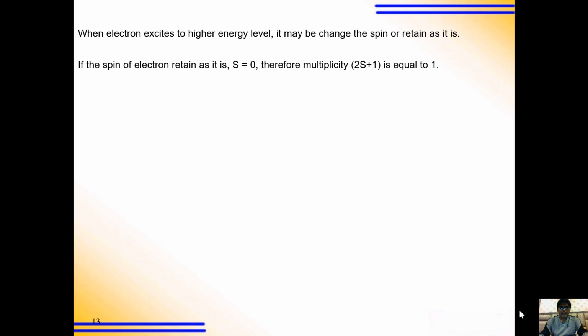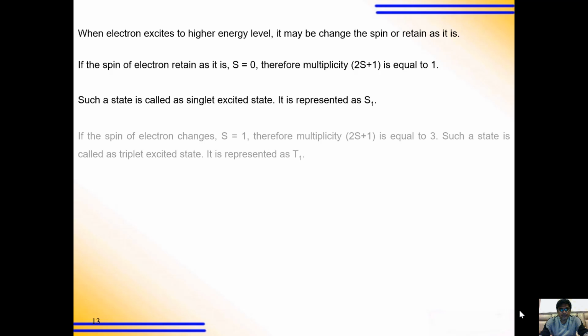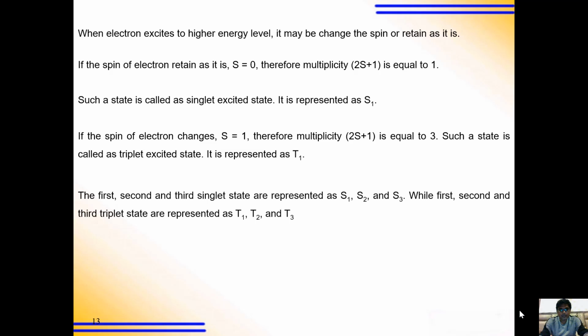When an electron is excited to a higher energy level, if the spin of the electron is retained as it is, S is equal to 0, therefore the multiplicity 2S plus 1 is equal to 1. Such a state is called the singlet excited state, represented as S1. If the spin of the electron changes, S is equal to 1, therefore the multiplicity 2S plus 1 is equal to 3. Such a state is called a triplet excited state, represented as T1. The first, second and third singlet states are represented as S1, S2 and S3 respectively, while the first, second and third triplet states are represented as T1, T2 and T3.